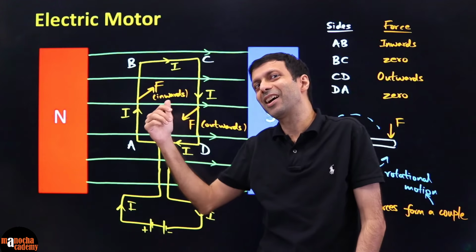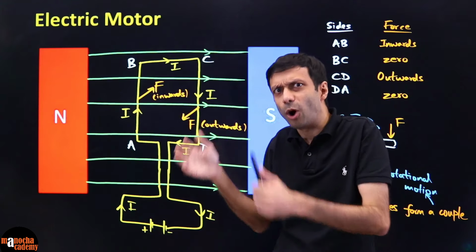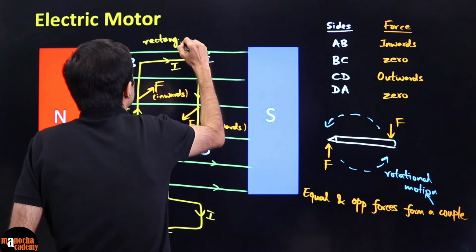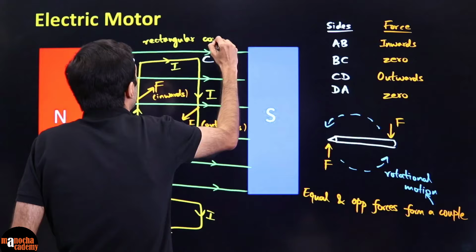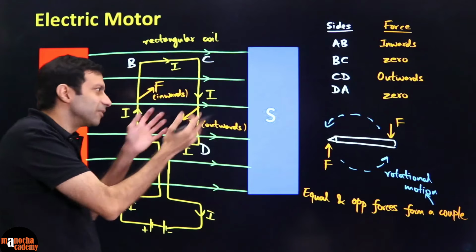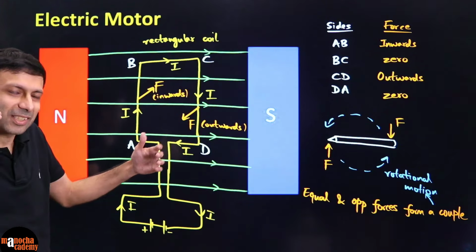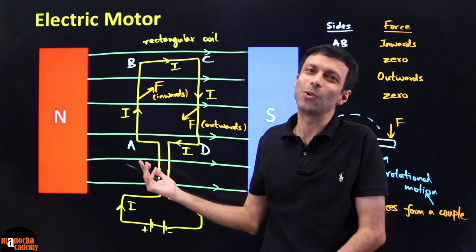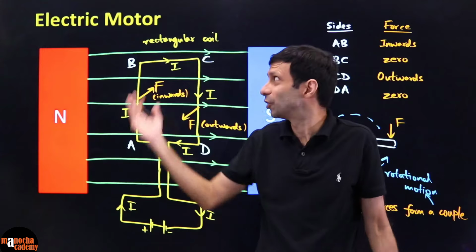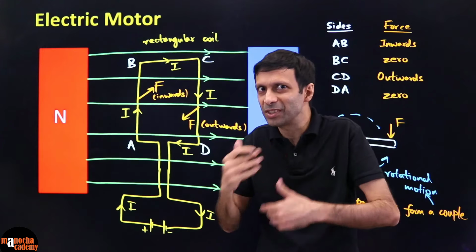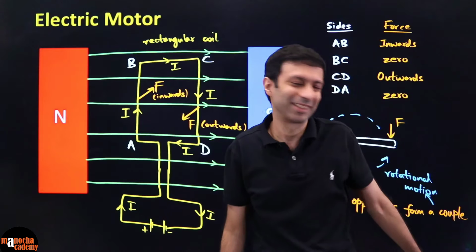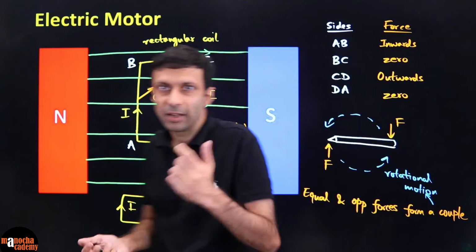If you place a current carrying conductor or a coil here, we say, right? So this is a rectangular coil. If you place a rectangular coil in a magnetic field, when you pass current, it produces rotational motion. And that's how an electric motor, which runs on electricity, produces kinetic energy or rotational kinetic energy. That's how it works. Why is it rotating? That's what I told you.